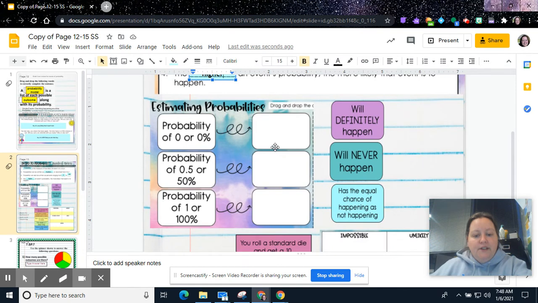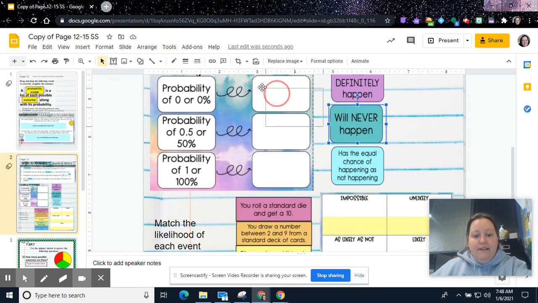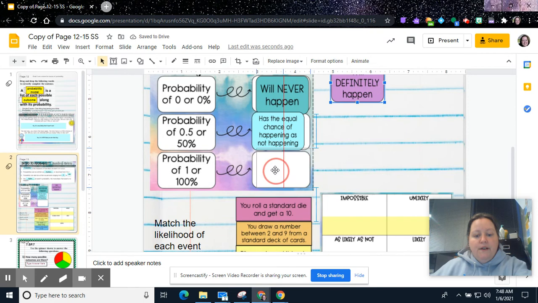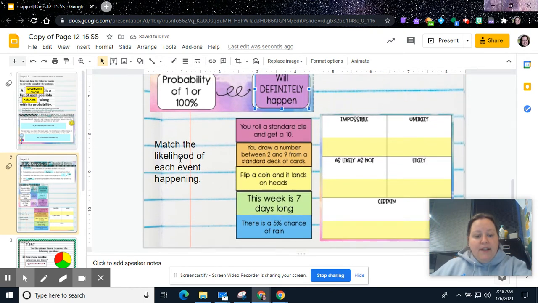So then let's do a little click and drag here. If a probability is 0 or 0%, that is, it will never happen. If it's 0.5 or 50%, it has an equal chance of happening. And if it's 1 or 100%, it will definitely happen. So then match the likelihood of each event happening. So you roll a standard die and you get a 10. There are only 6 sides to a die. So if it's a standard die, you are never going to get a 10. So that's impossible.